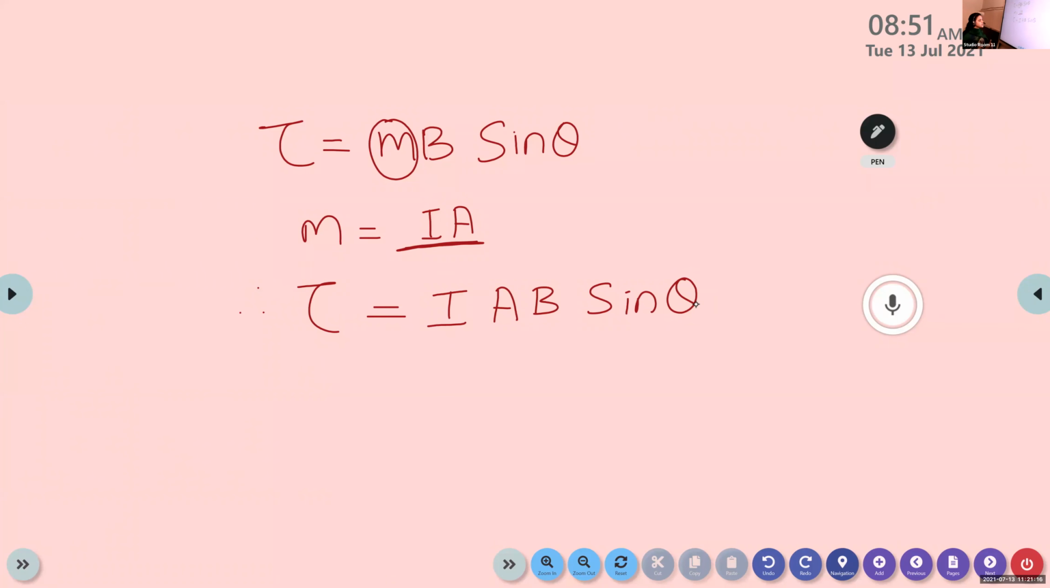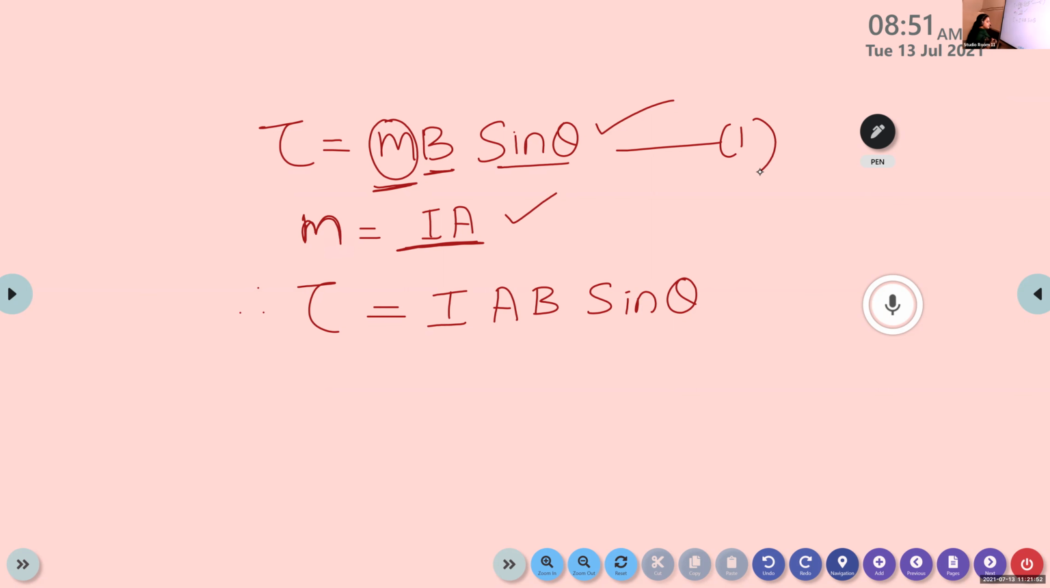The torque experienced by a rectangular coil inside a uniform magnetic field is given by τ = mB sin θ, where m is the magnetic dipole moment, B is the magnetic field, and θ is the angle between the length of the rectangular coil and that of the magnetic field. Here the magnetic dipole moment m is the product of current and area, that is I into A. So we substitute the value of magnetic dipole moment in the first equation. It becomes τ = IAB sin θ.